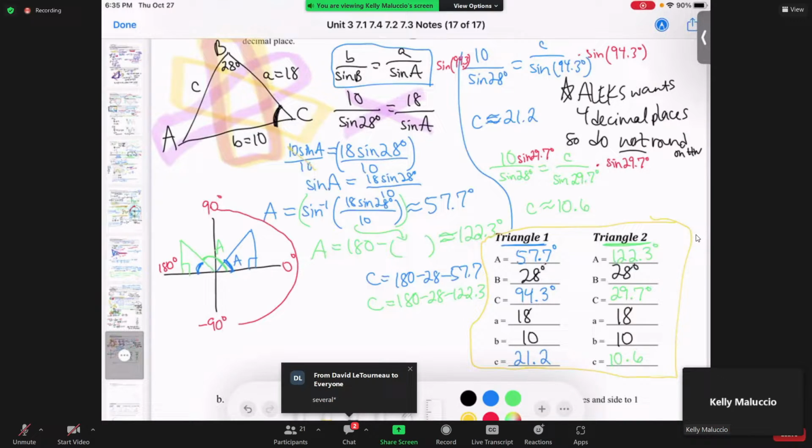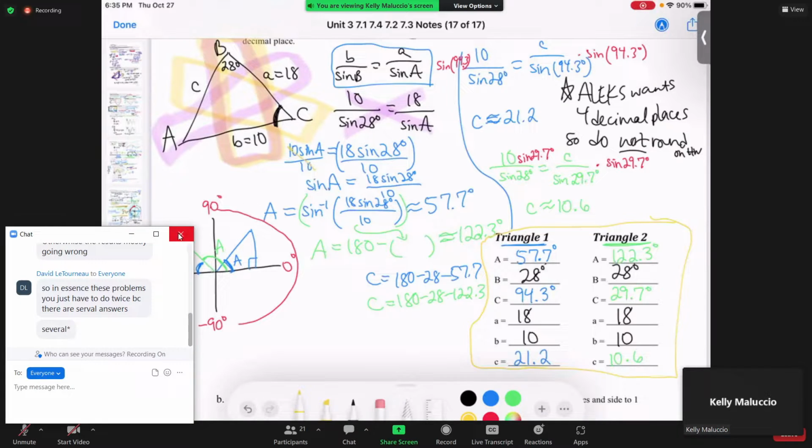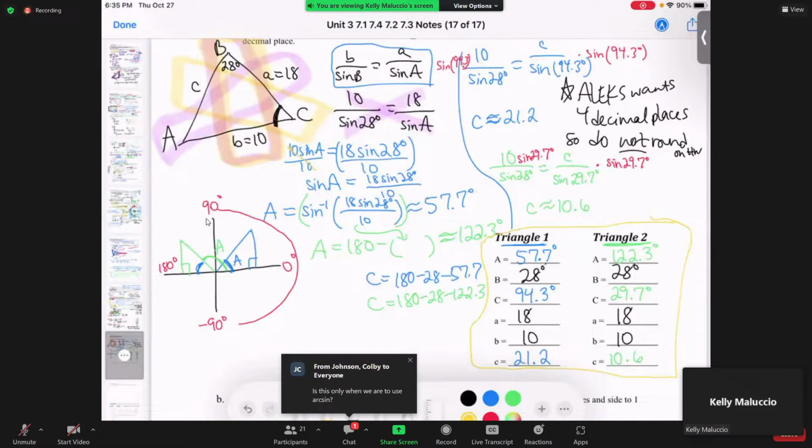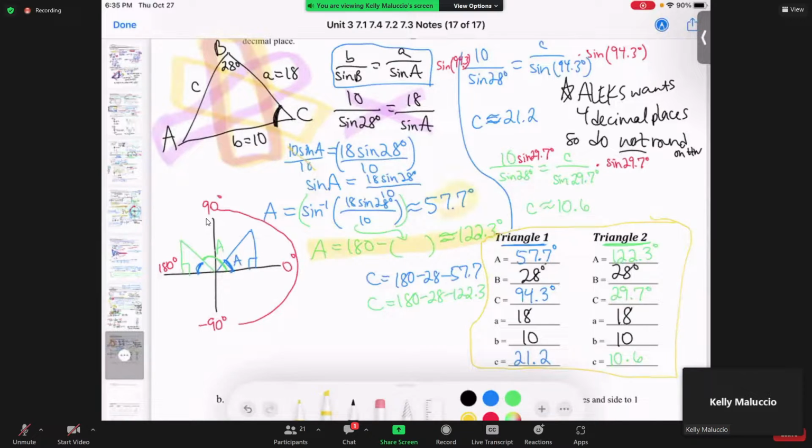And David's asking, in essence, these problems you just have to do twice because there's several answers. Exactly. So again, on the test, I'm not positive if we make you do, I'll have to check if we make you do both, right? And if we do, then all you have to do to get that other triangle is look for that other angle and subtract your original answer from 180. That's all you have to do, and then replace that angle in your little ratios here. So it shouldn't be too bad.